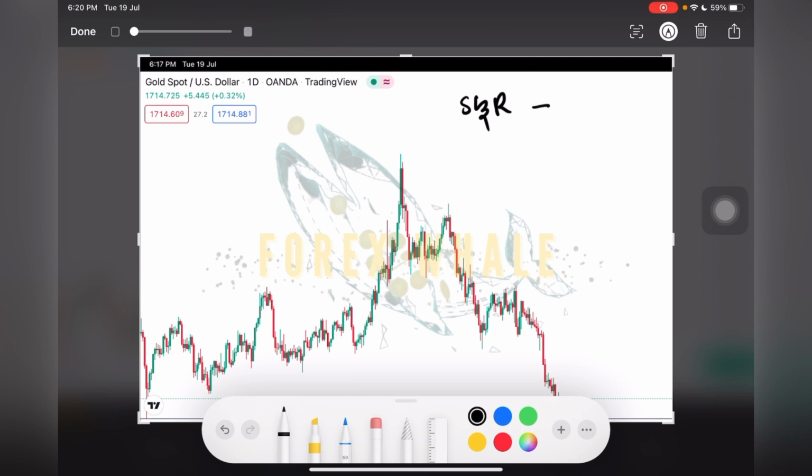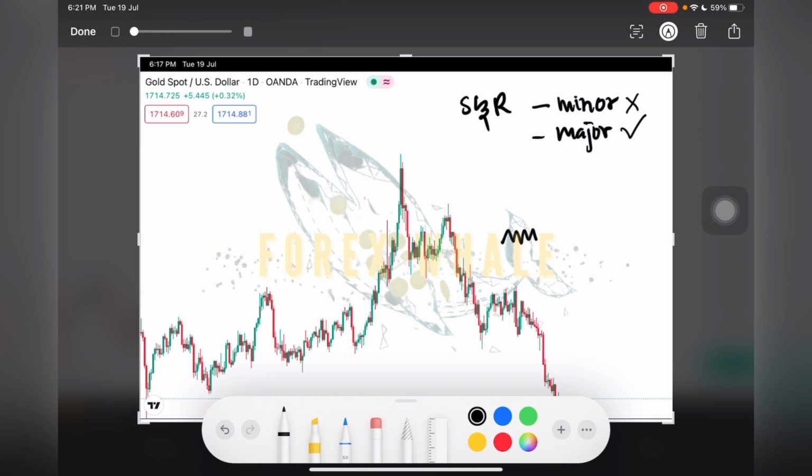SNR is also divided into two, which is minor and major SNR. Minor SNR is what's going to complicate your trades, what's going to get you confused. So we are going to avoid identifying minor SNR, but we are going to focus on major SNR. So how does a major SNR look like? I'll start with how a minor SNR looks like. A minor SNR will look something like this. For example, this is a resistance level.